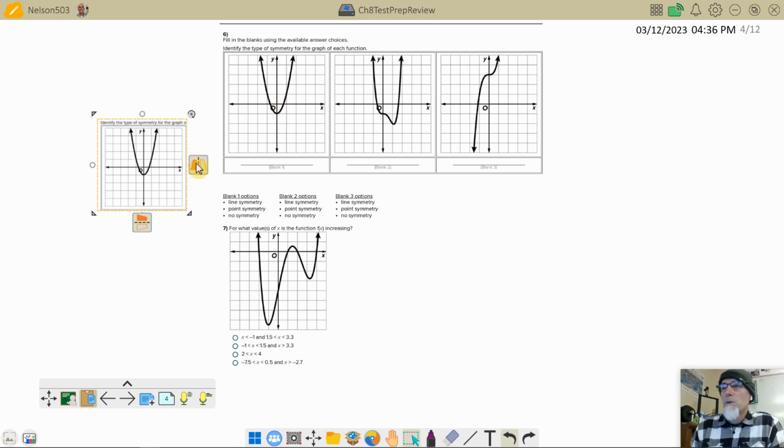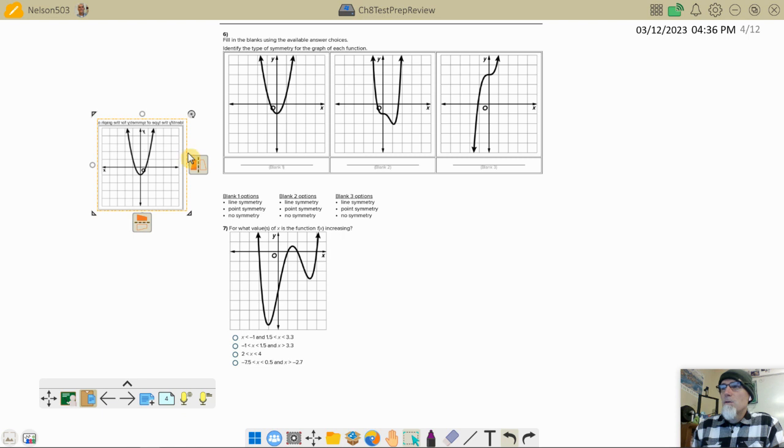Okay, so here's the original one. Here's the one after it's been reflected. You can't tell the difference between those two. So if you reflect over this line, this right side is equal to this left side. So you really can't tell the difference. So that is line symmetry.